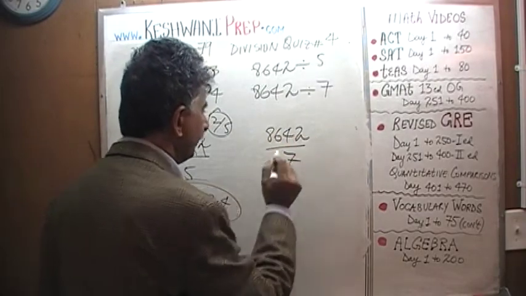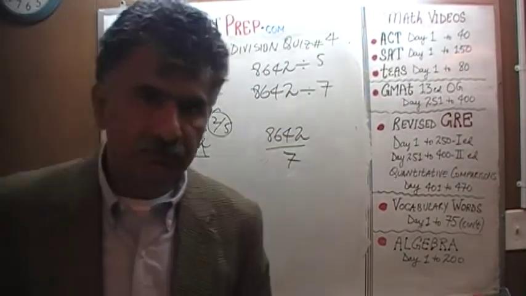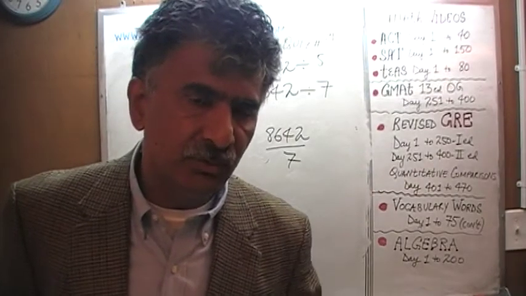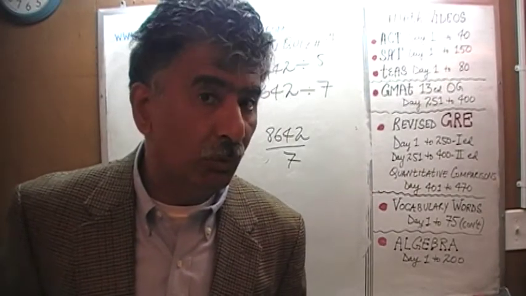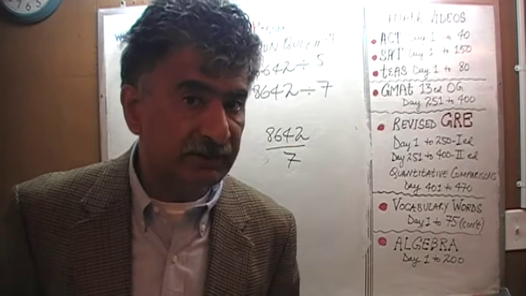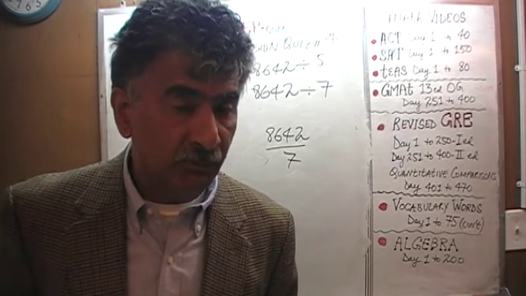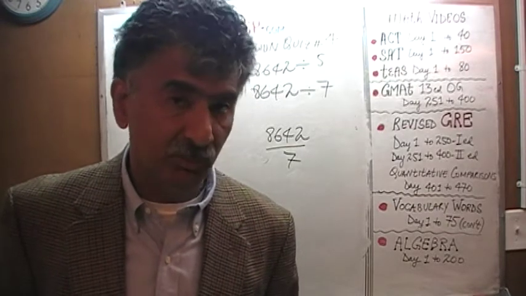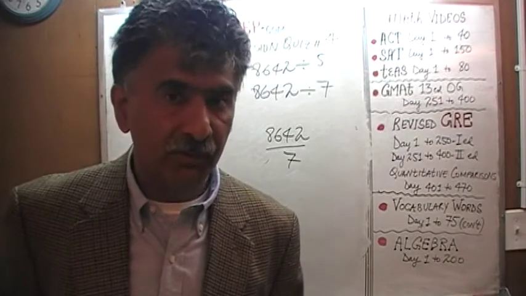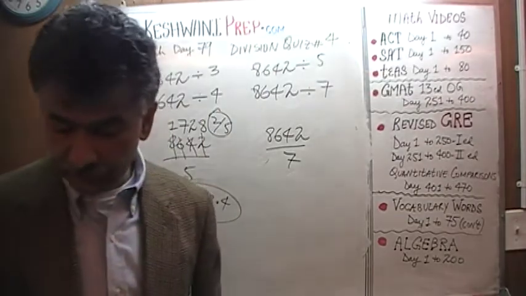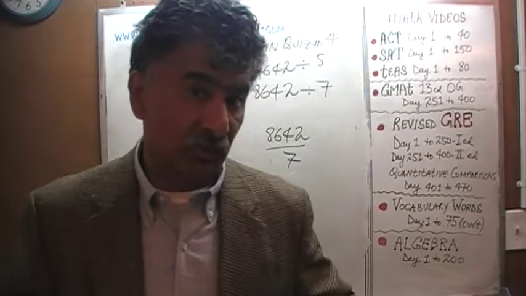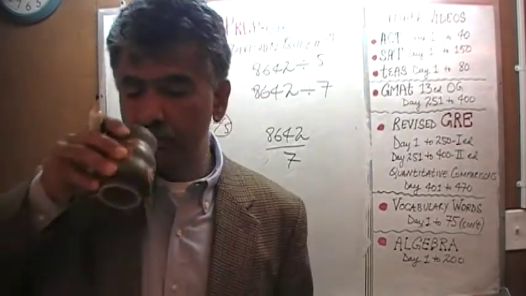8642 divided by 7. Is this number divisible by 7? 8642, is that evenly divisible by 7? What did we learn in the rules of division about 7? When we were learning the rules of division, we learned that 7 actually has no rule. The only way we can figure out if a given number is divisible by 7 or not is to actually do it out manually.